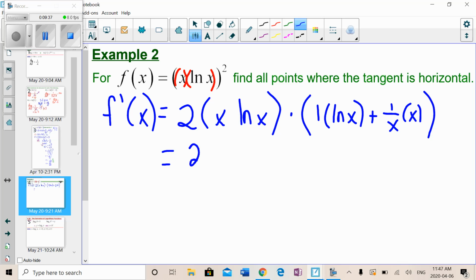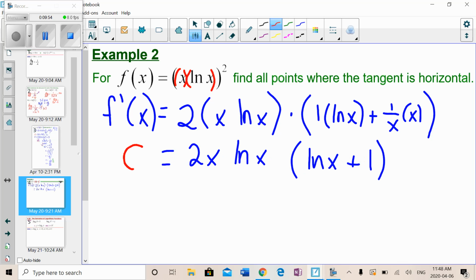Okay, so this is 2x ln x. And this is going to reduce to ln x plus 1. So once again, we want to know where the tangent is horizontal, which really means set your first derivative equal to 0 and solve.